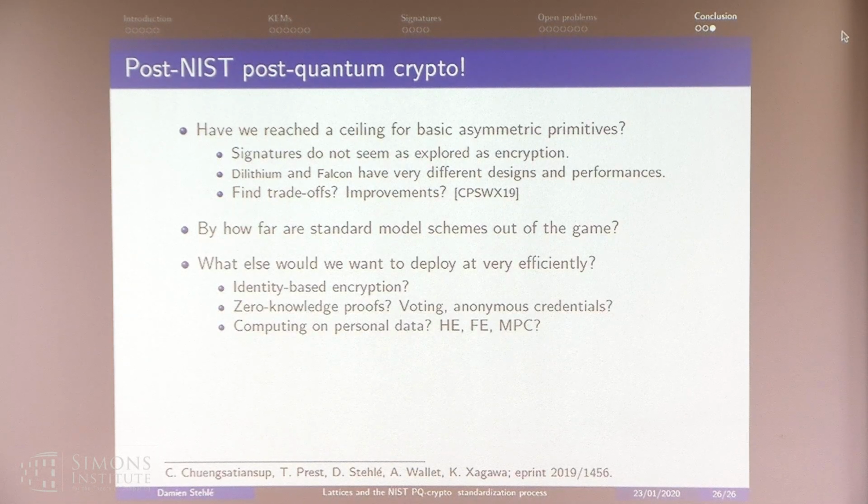And once we are done with encryption and signatures, what next do we want to implement in a very efficient way? Is ID-based encryption of sufficient deployment interest so that we put a lot of energy on it? Zero knowledge proofs, which would have applications to voting and anonymous credentials, or computing on personal data and so on. I think finding good practical applications is also very interesting. So thanks for your attention.